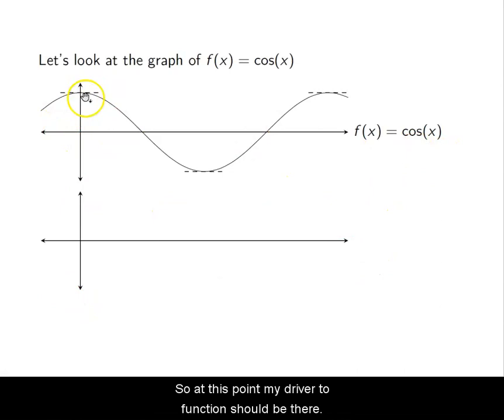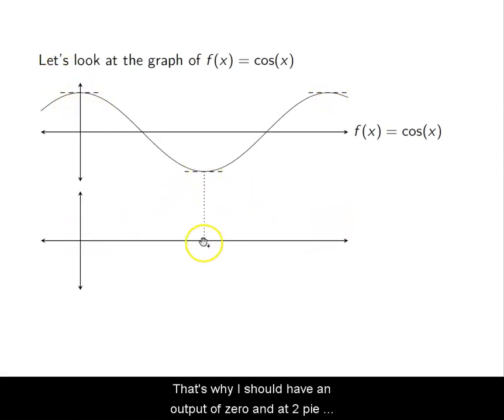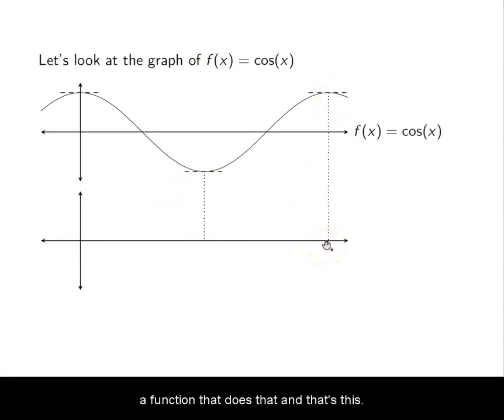So at this point, my derivative function should be 0. At this point, my derivative function should be 0. And at this point, my derivative function should be 0. So 0 is here at my starting value. At pi, I should have an output of 0. And at 2 pi, I should also have an output of 0. So we actually have a function that does that. Okay, and that's this function.